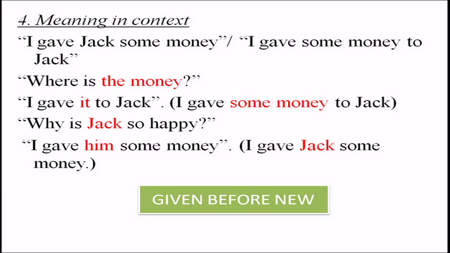Okay, where is the money? So the answer is I gave it to Jack, or I gave some money to Jack. It here is a pronoun and it replaces some money. And for the question, why is Jack so happy? I gave him some money, or I gave Jack some money. That is the answer. You can see there's a phrase in the box, given before new. It means that in English sentences, the information that is already known or not new to the speaker or writer will often be placed before the information which is new or unknown at that point.